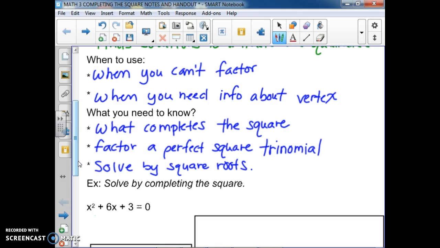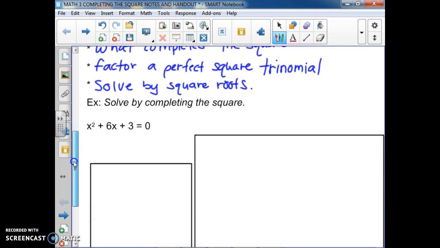What do you need to know in order to complete the square? You need to know what completes the square, what value you can plug into the equation to complete the square. You need to know how to factor a perfect square trinomial. And you also need to know how to solve by square roots. As you can see, we're taking steps and skills from over the past 2 weeks and putting them into this skill. All right, so our first example, we're going to solve by completing the square.